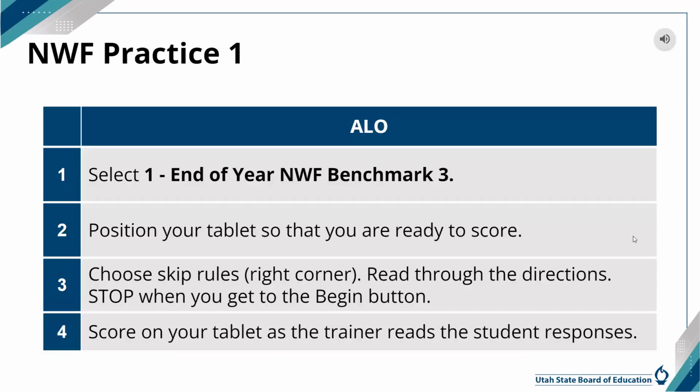First grade, end of year, NWF benchmark 3. So move to that one. We're going to that last column, end of year column, NWF benchmark 3. For this one, for NWF, you're going to see that first SOG is the word you're going to give. Then on the next screen, you'll see begin practice. Select begin practice. Then it's the word MIP, and you will score that word MIP. And then stop at that begin button.